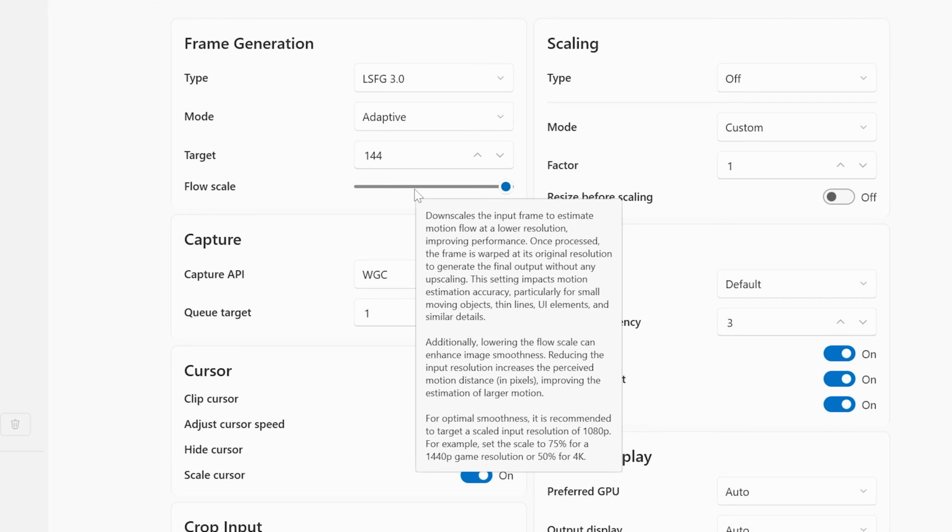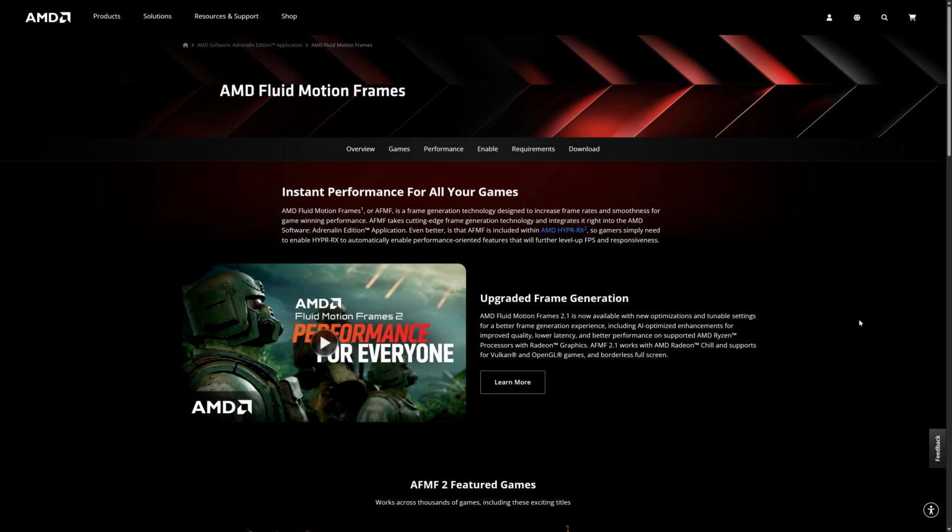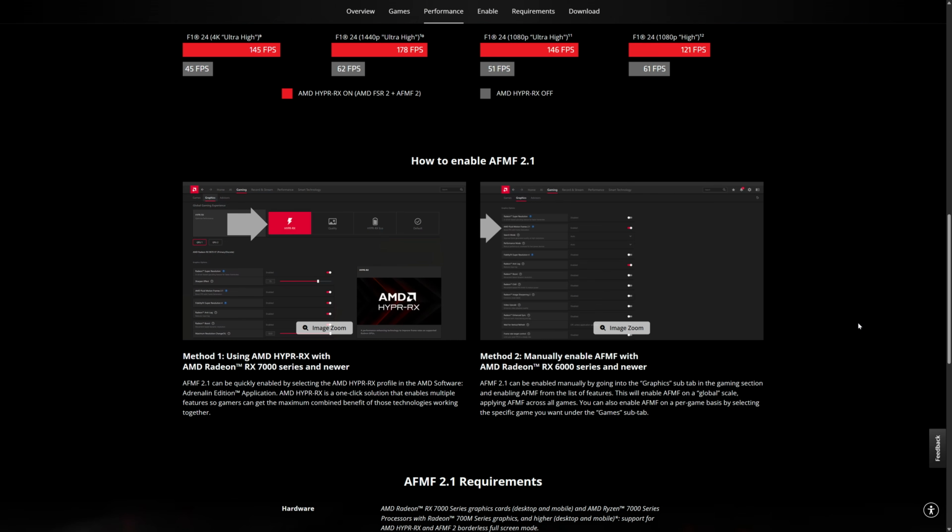So in order to get this working as well as possible, you may have to fiddle around with the settings a little bit to get the best performance, but do some Googling. All that information is out there on the internet. AFMF works the same way as smooth motion. You basically turn it on in the Adrenaline software, and then you'll need to limit your frame rate to your monitor's refresh rate. And other than that, it's pretty straightforward.